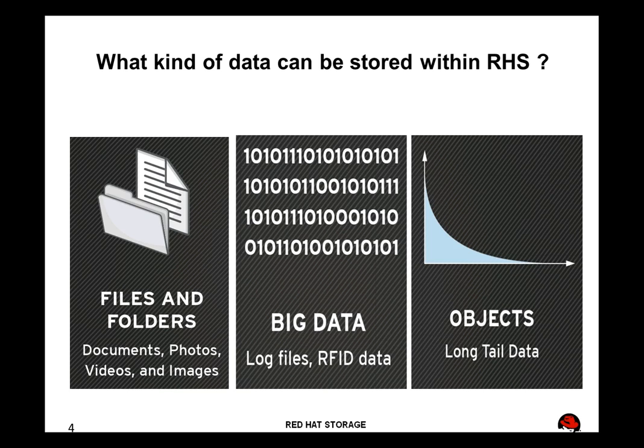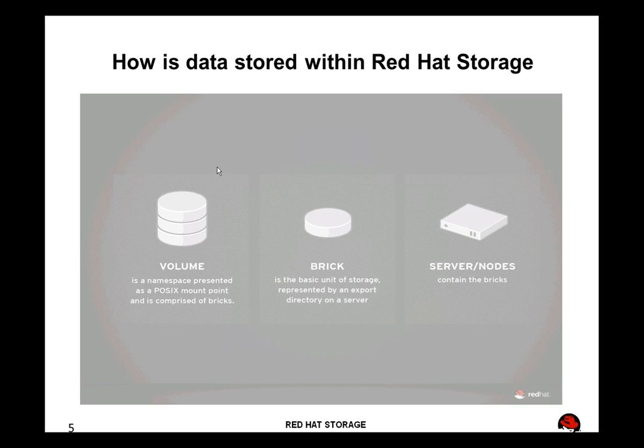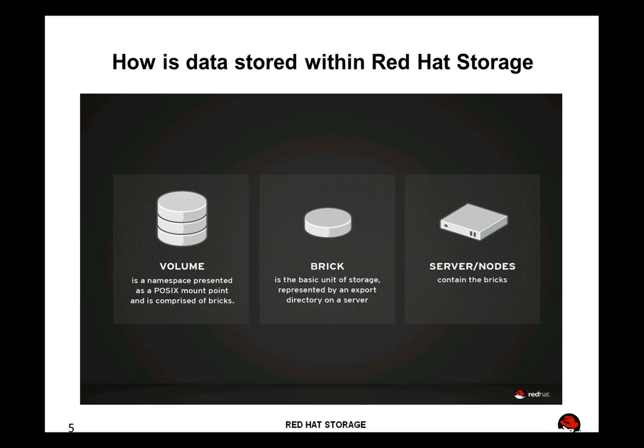We need to keep more backups for audit purposes, compliance purposes, just being able to show the history of the organization. You've got to keep it, but then the access pattern starts to tail off after a while, so you get this idea of long tail or archive data. All of these count as unstructured data, and all of these are great use cases for Red Hat storage as a scale-out software-defined storage platform.